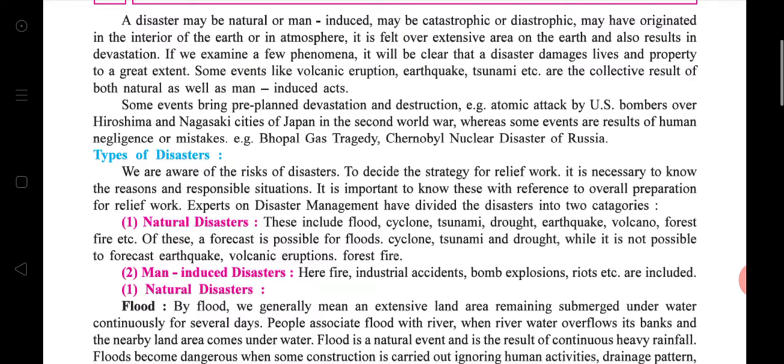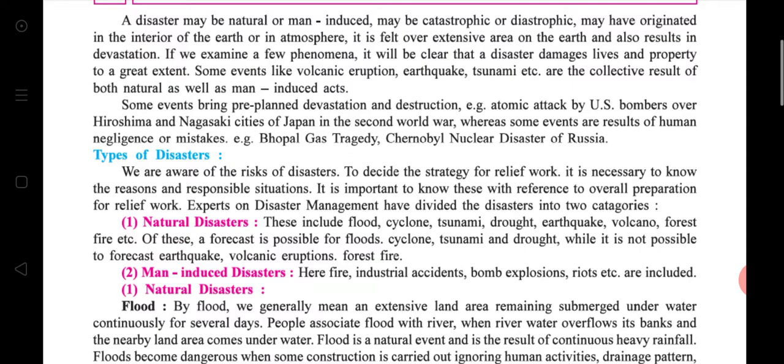Some events bring pre-planned devastation and destruction, like the atomic attack by U.S. bombers over Hiroshima and Nagasaki. This was a disaster, but it was a man-induced disaster, and also a pre-planned devastation and destruction. So that is not called a natural disaster. Whereas some events are the result of human negligence or mistakes, like the Bhopal gas tragedy and the Chernobyl nuclear disaster of Russia. So these two are the results of human mistakes, while the U.S. bombing of Hiroshima and Nagasaki was pre-planned devastation.